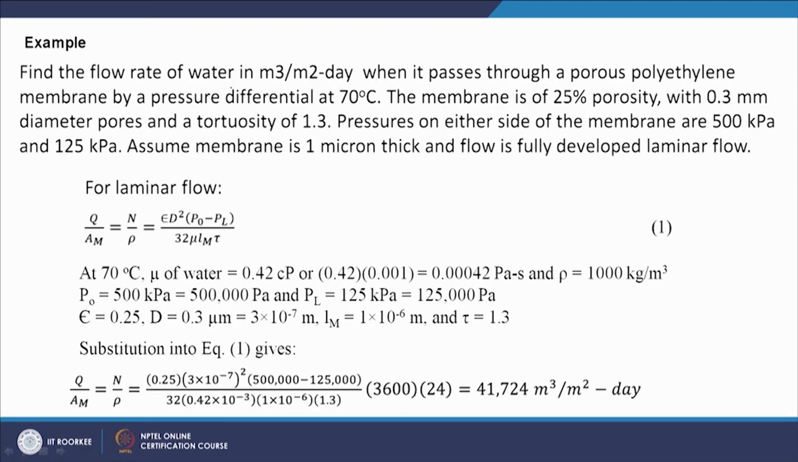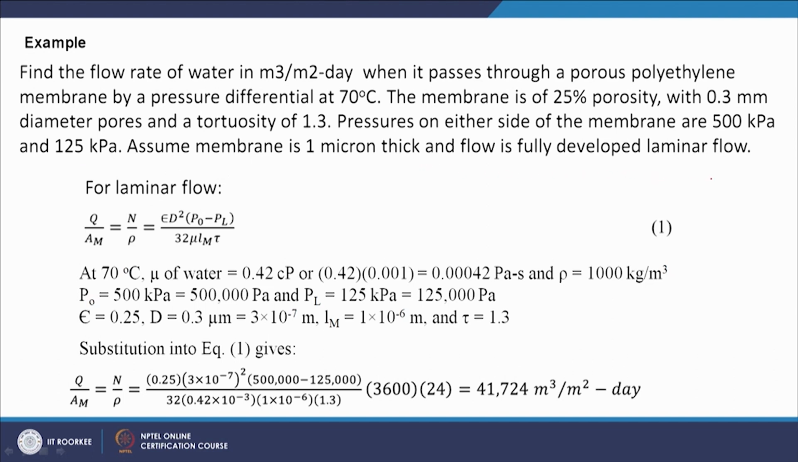Find the flow rate of water in meter cube per meter square per day when it passes through a porous polyethylene membrane by a pressure differential at 70 degree centigrade. The membrane is of 25% porosity with 0.3 micrometer diameter pores and a tortuosity of 1.3. Pressures on either side of the membrane are 500 kilopascal and 125 kilopascal. Assume the membrane is 1 micron thick and the flow is fully developed laminar flow.